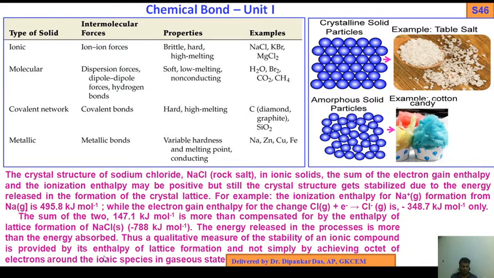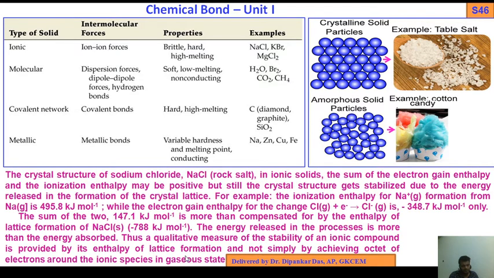So the sum of the two, 147.1 kJ per mole, is more than the corresponding enthalpy of lattice formation of NaCl, that is minus 788 kJ per mole. So the energy released in the process is more than the energy absorbed.